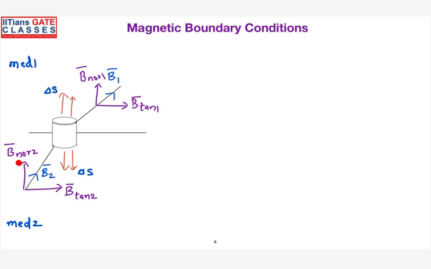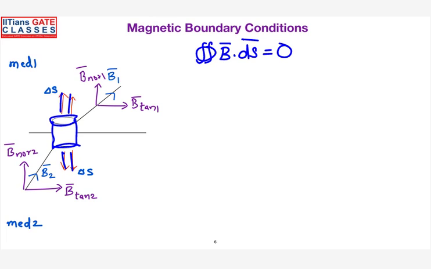Now what will happen using your Maxwell's equation? When you take any closed surface, the net magnetic flux leaving the surface will always be equal to 0 as long as the surface is closed. Right now I have taken a closed surface. You can see here, this is my closed surface. So the flux is coming out in this fashion and the flux is coming out in this fashion.